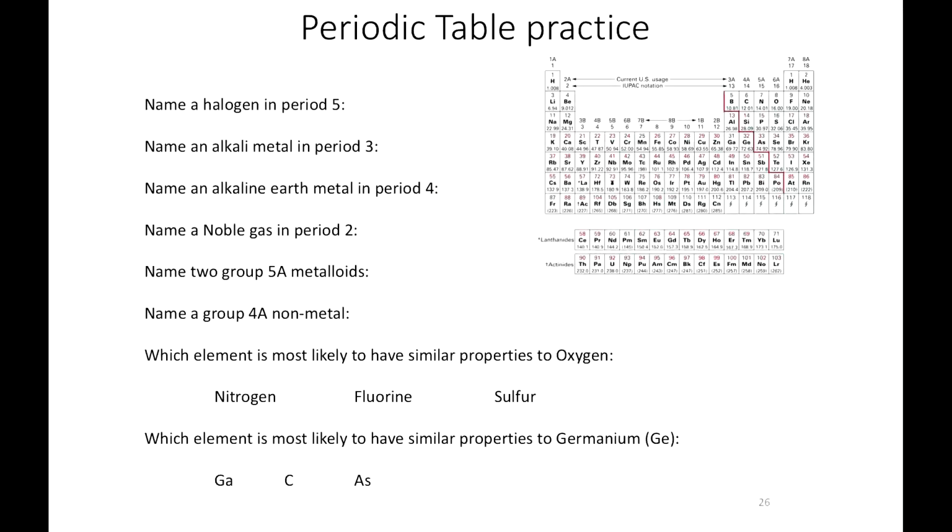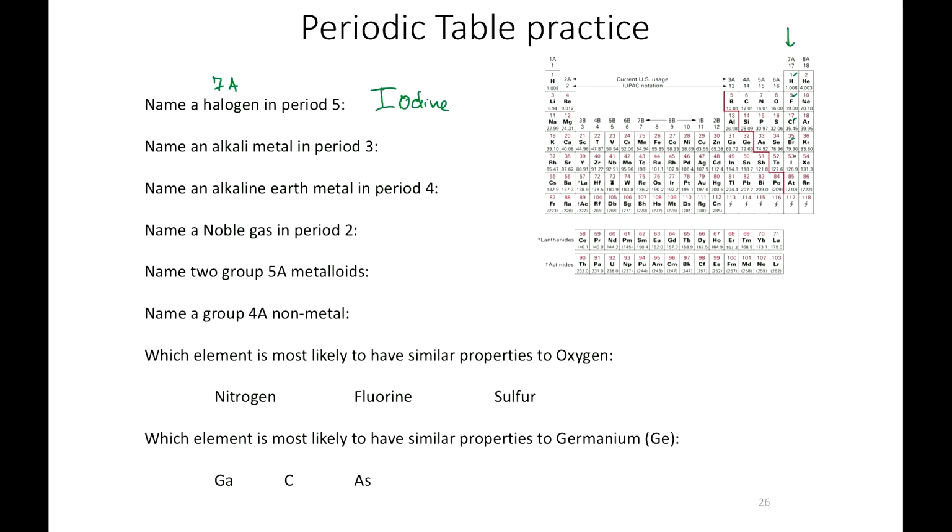So let's practice a little bit. Let's name a halogen in period 5. So periods start from the top. You start out period 1 with hydrogen and helium, and you work your way down. So halogen means what? 7A, all right? So we are looking at group 7A. We're going to count down: 1, 2, 3, 4, 5. So this is iodine. All right, I'll write it out. Iodine, iodine.